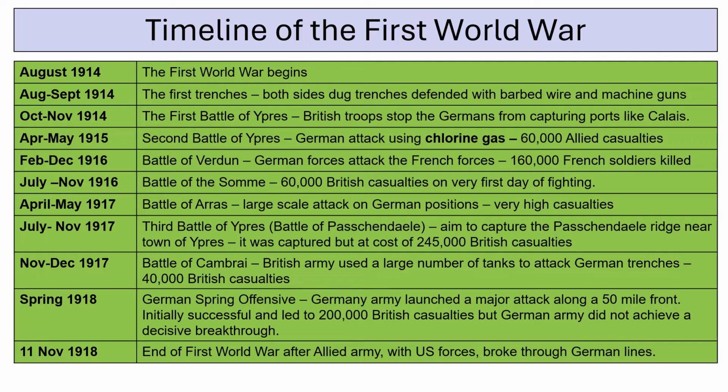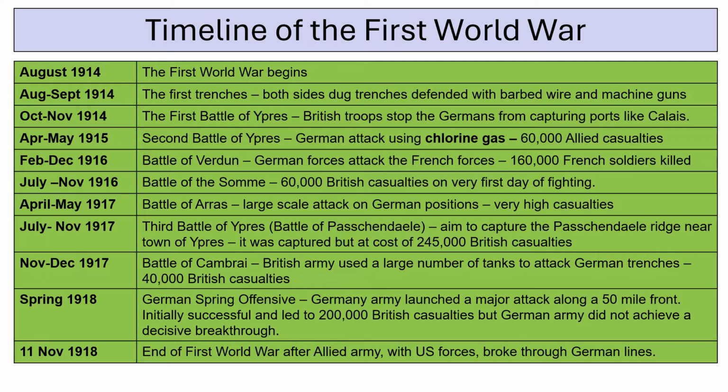The Battle of Arras is April to May 1917. Large-scale attack on German positions, very high casualties. The Third Battle of Ypres, the Battle of Passchendaele. The aim is to capture the Passchendaele Ridge near the town of Ypres. It was captured, but at the cost of 245,000 British casualties. November to December 1917, the Battle of Cambrai. The British Army used a large number of tanks to attack German trenches, 40,000 British casualties.